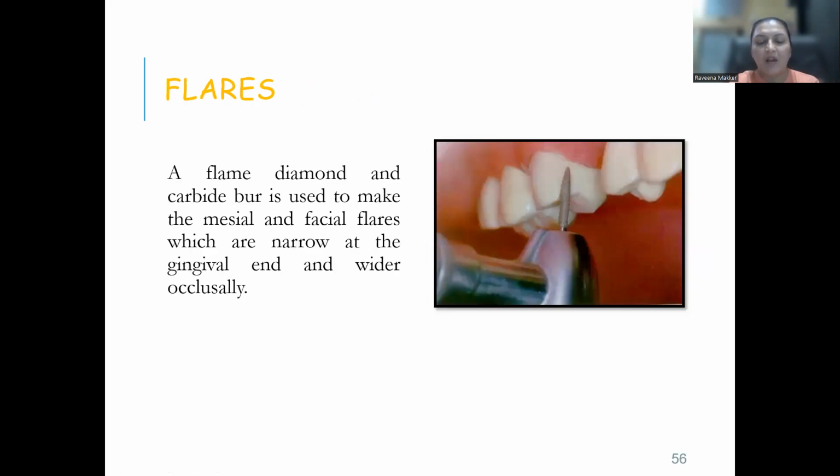Then flares. A flame diamond and carbide burr is used to make the mesial and facial flares, which are narrow at the gingival end and wider occlusally. You can see this. This is a flame diamond, which is used to make the mesial and the facial flares.